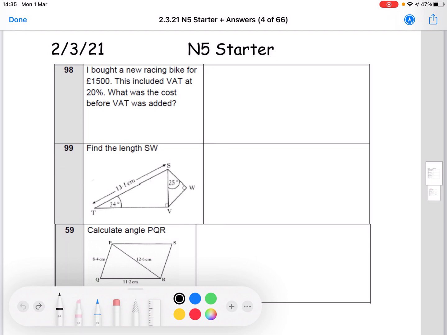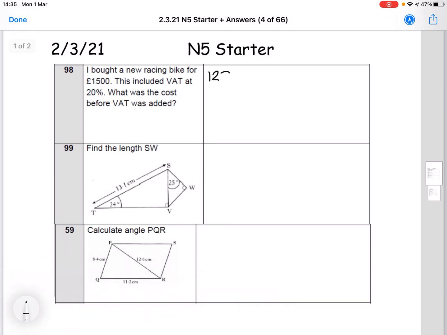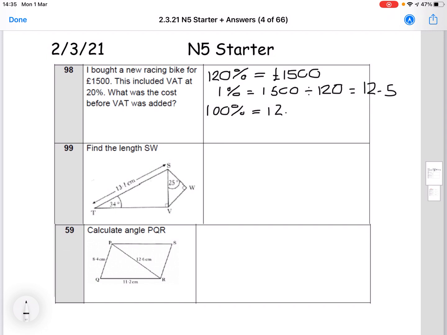So if you're including 20%, your total for your percentage is 120%. You've already got your 100% of your value plus an extra 20. So that amount is your £1,500. So then we would find 1%. So we would do 1,500 divided by 120, which gives us 12.5. So then 100%, we would just multiply 12.5 by 100. So that's going to give us £1,250.